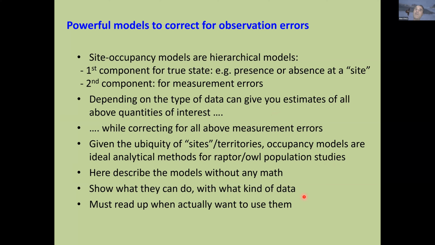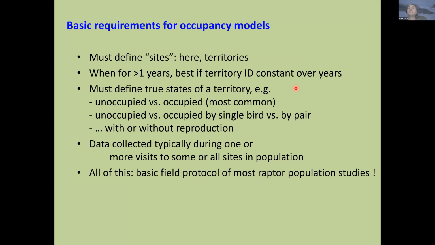So here I give some examples of what typical data in raptor population studies may look like and what we can estimate from what kind of data. The very basic requirement for occupancy models is that we must define some sites, here territories. If we study a population over multiple years, it's best if the territory ID is constant over years. So if at least some territories remain or are visited over multiple years, then we must define the true states of a territory, which will be unobserved: unoccupied versus occupied, which is the most common, or perhaps we may have unoccupied, occupied by a single bird, or occupied by a pair.